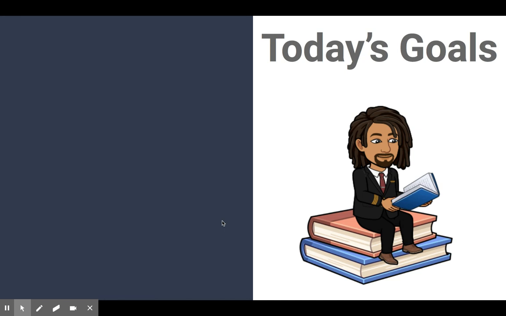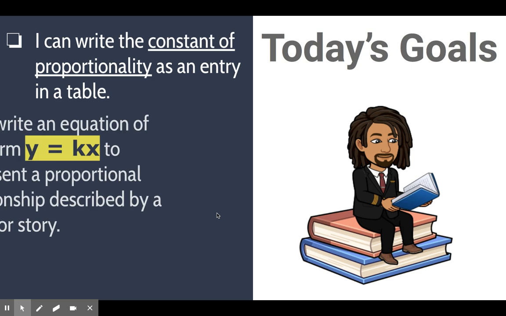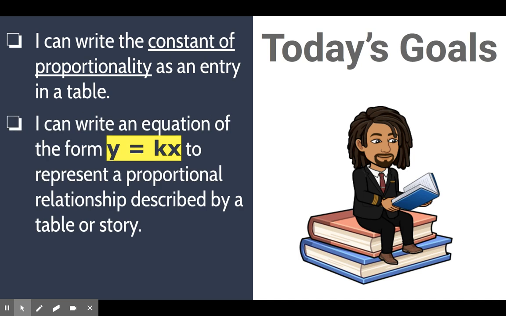All right. Just to recap, thank you so much for completing that evaluation activity. Going back over our goals for today, we were able to write the constant of proportionality as an entry in a table. We also can write an equation of the form y equals kx. Let's pause the video here and copy down this highlighted portion where it says y equals kx. I want you to write y equals kx is the equation for a constant of proportionality.